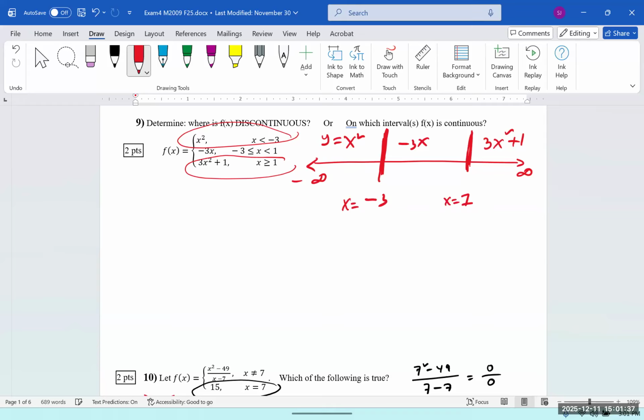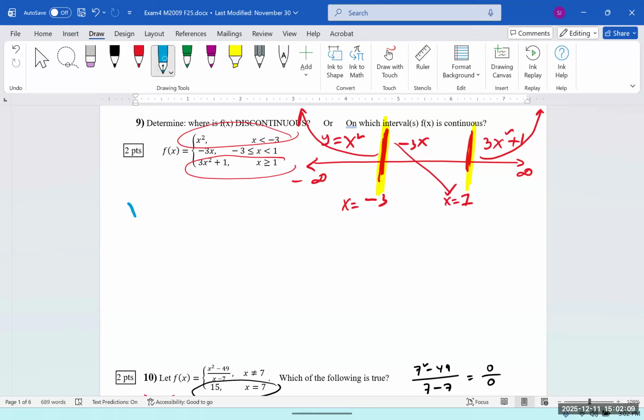So x squared is continuous. That means this is continuous forever here. -3x is a line, so it's continuous forever here. And 3x squared plus 1 is a parabola, so it's continuous forever here. So all these functions are continuous in their individual intervals. So the problem is lying here. Do we have the same y value from the left side and from the right side? That's all you need to check.